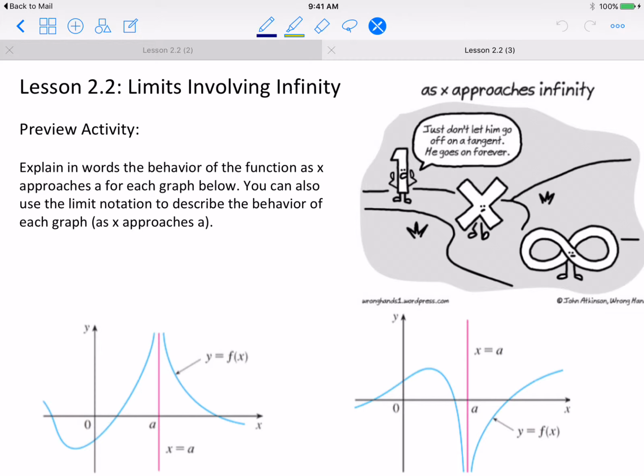In this video, I'm just going to give you a preview of the whole lesson, a little motivation, and also a little introduction to the concept of limits involving infinity, whether that is limits that approach infinity or limits that end up as infinity.